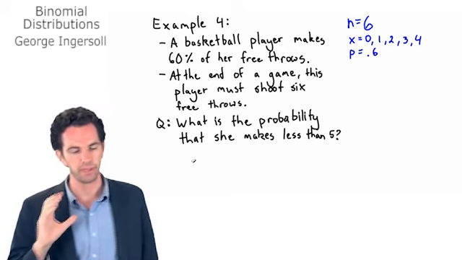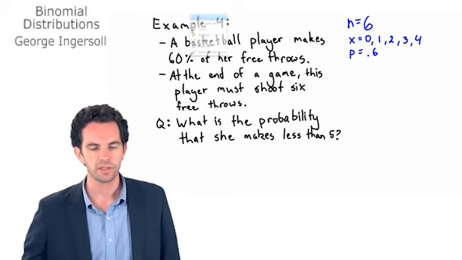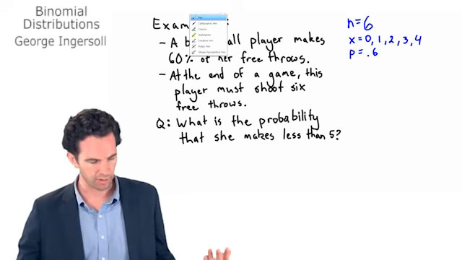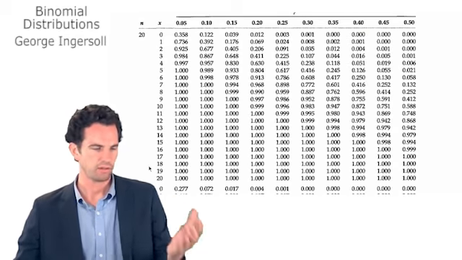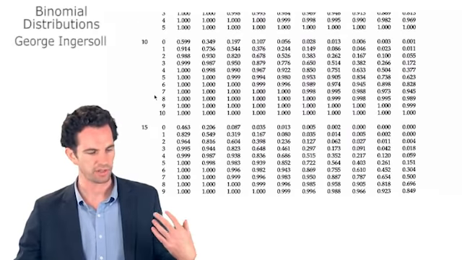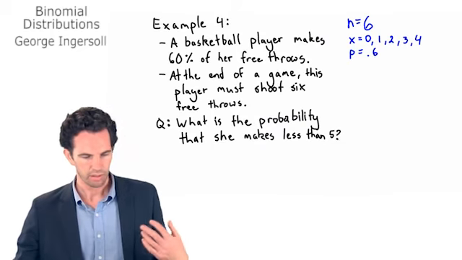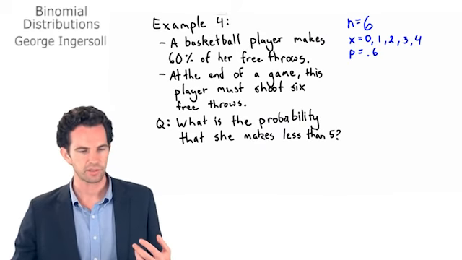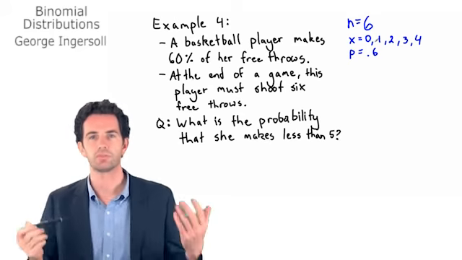We're asking what's the probability that she makes less than 5. The trick here is going back to our table. We've got this table that lists 5 trials, 10 trials, 15 trials. I've even got one that lists 20 and 25 trials. But here we've only got 6. We don't have a table that is just going to list 6 trials.